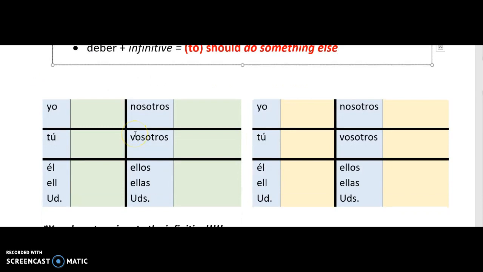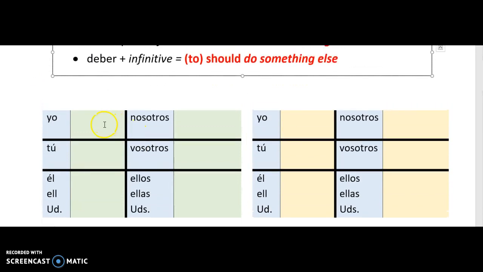Before we go on to actually putting them in sentences, let's do our conjugations. Now we're going to keep tener que over on this side. Okay. So why don't we label this one as tener que? So it's tener que plus infinitive. Oops. Let's put an E in there. That looks better. All right.